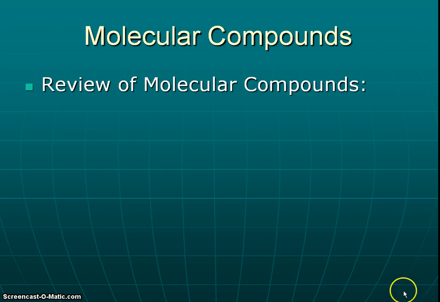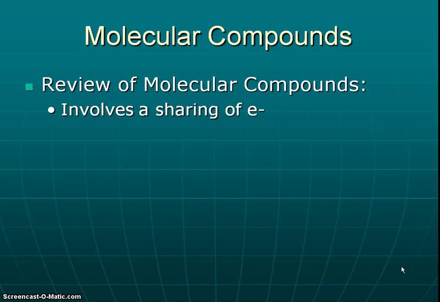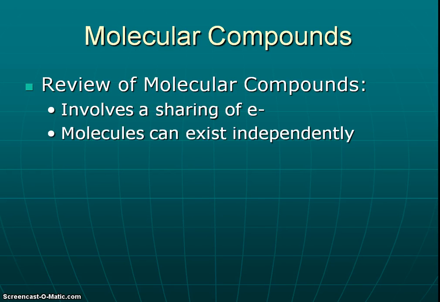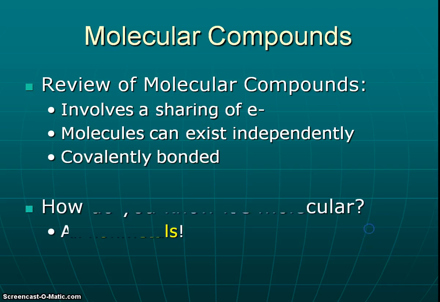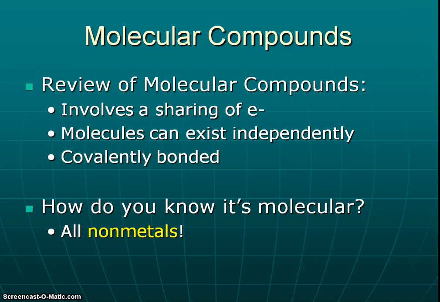So first let's just review a covalent compound. This is where you're sharing electrons instead of transferring them. These molecules can exist independently, and the reason that's important is because it means you do not simplify the ratio. This is not a ratio of ions, this is an actual unit. They're covalently bonded, and the way you know it's molecular is that it's going to be all nonmetals. So metal to nonmetal is ionic, all nonmetals is covalent.